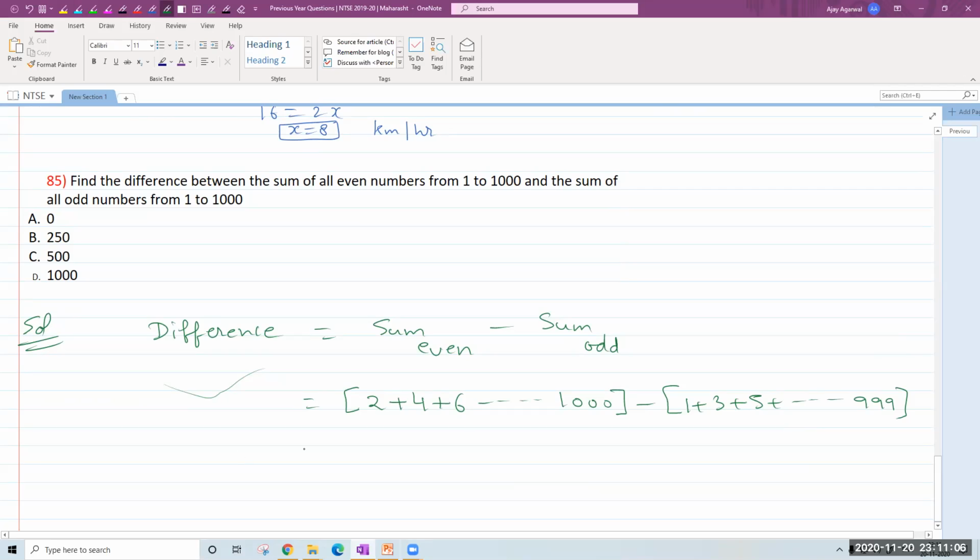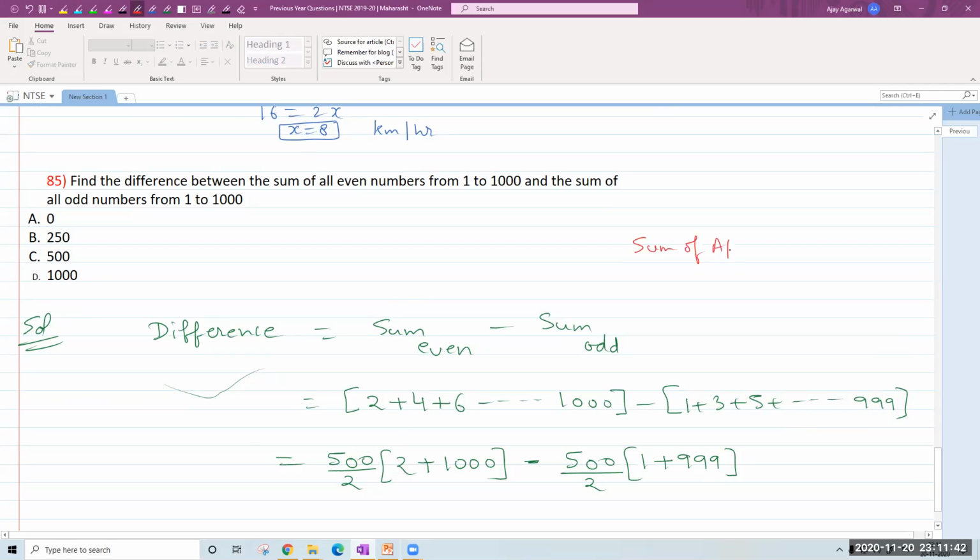How many terms are in this AP? 500 terms. So the sum is 500 by 2, times the first number 2 plus the last number 1000. That is the sum of these 500 even terms. Then again for the odd numbers, the number of terms will be 500, with the first term and the last term, and that is the sum of an AP. I will just tell you the sum of an AP.